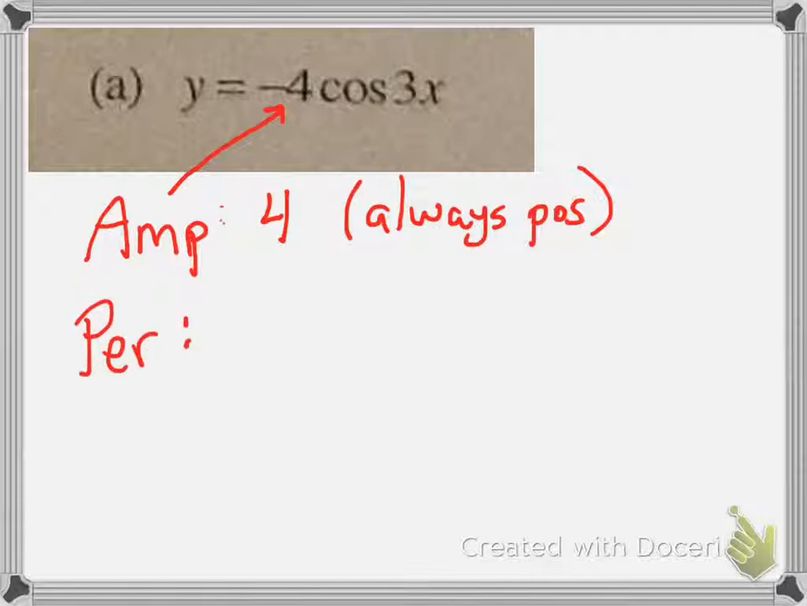For the period, for sine and cosine graphs, you always start with a period of 2 pi and you divide it by the coefficient of the x. If any reducing is required for that fraction, you will reduce it, but in this case, it's already in a reduced form. So here is our amplitude and period finished.